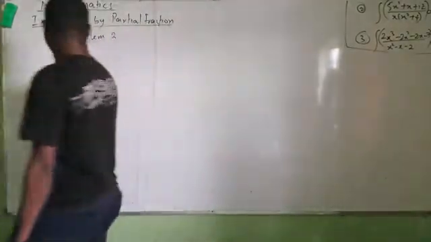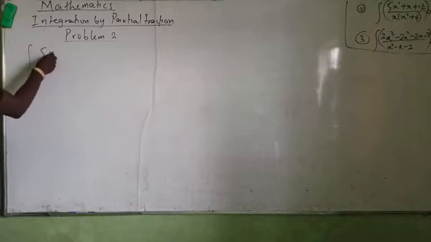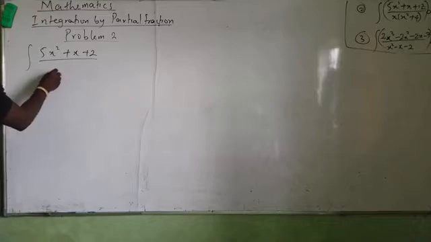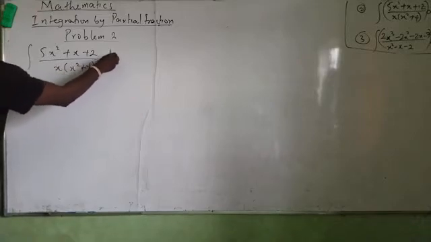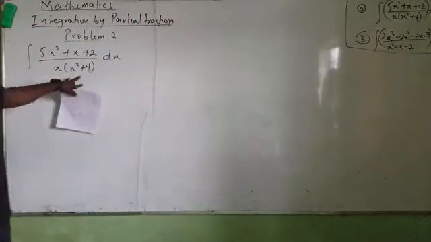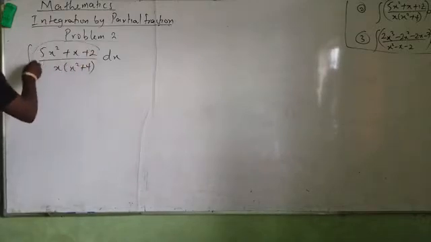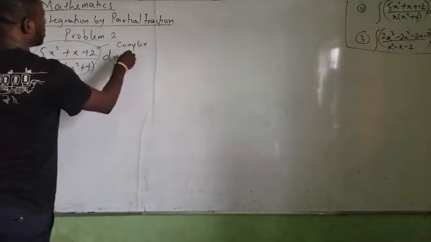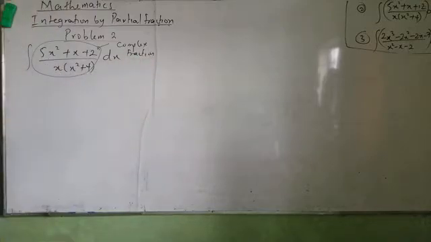Now I have the question. It says you are to integrate 5x squared plus x plus 2, divided by x bracket of x squared plus 4, with respect to x. What I've explained earlier, this is known as a complex fraction. Please take note that this is called a complex fraction. There's no way you integrate this directly, I think it's not possible.